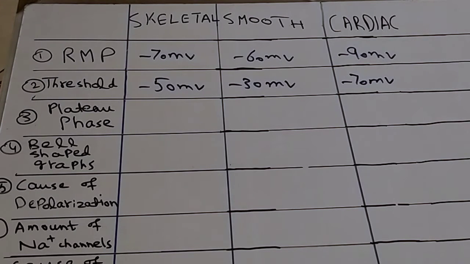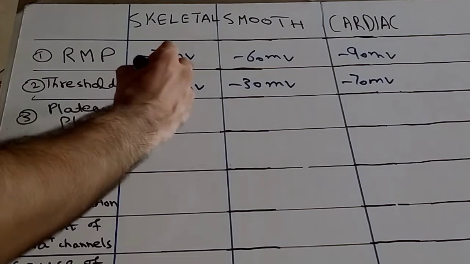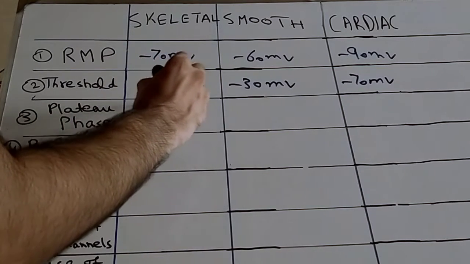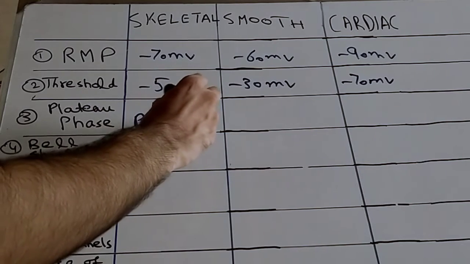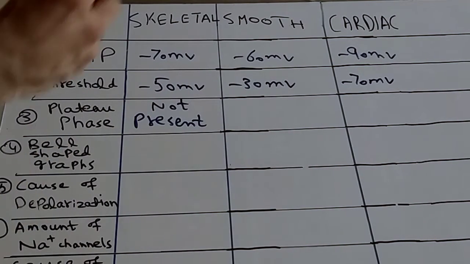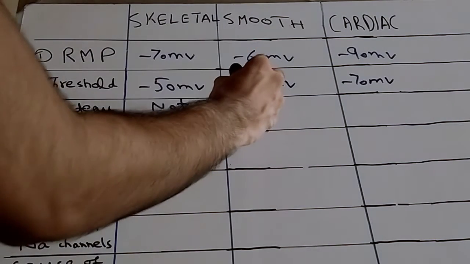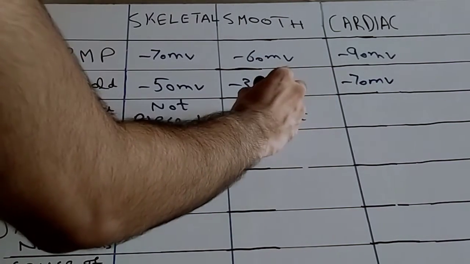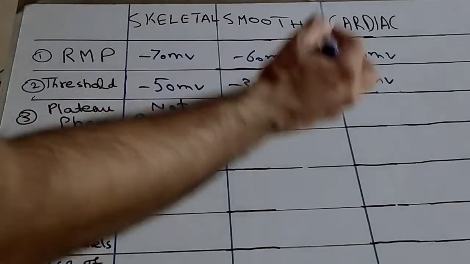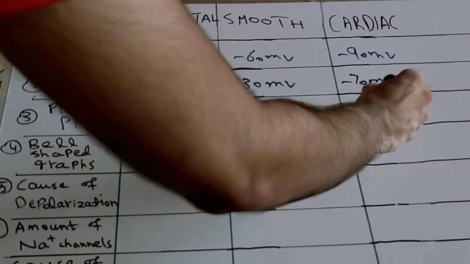Now talking about the plateau phase. So plateau phase is not present in the skeletal muscles. Talking about the smooth muscles, plateau phase is present. And if we talk about the cardiac muscles, yes, plateau phase is present.